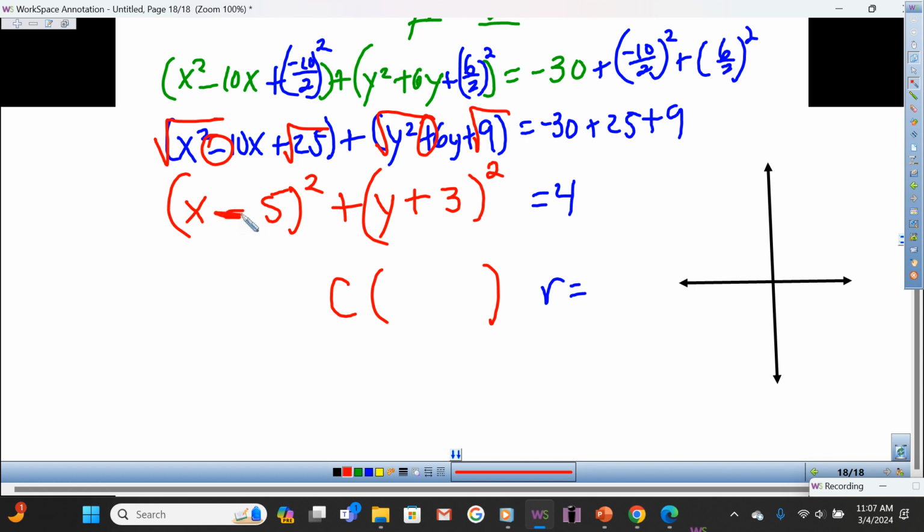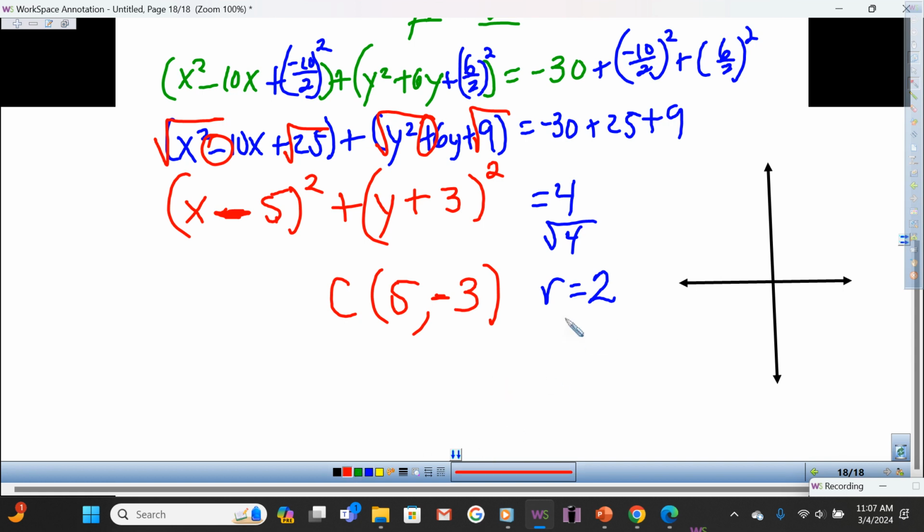Since this one has a negative here, I just take this number and write it here. That's my 5. This one doesn't have a negative, which means I go with the opposite, a plus 3, so it's negative 3. So my center is at (5, -3). Right, Brandon? Okay, good. And my radius should be the square root of 4, which is 2. Make a note, square root of 4, 2.